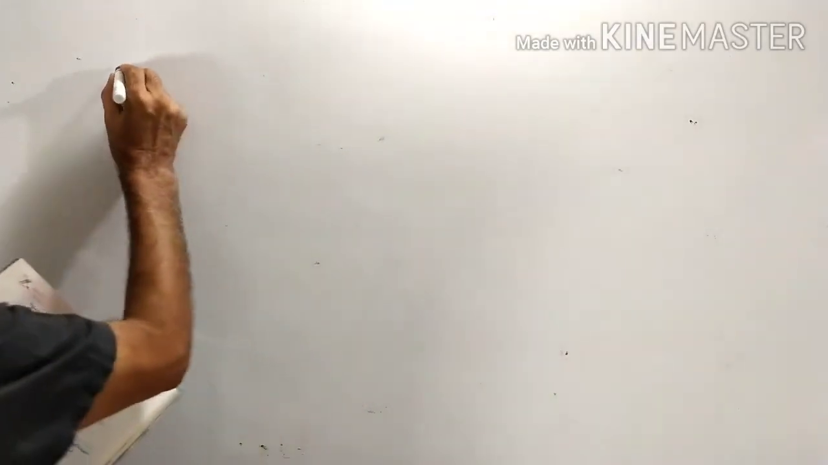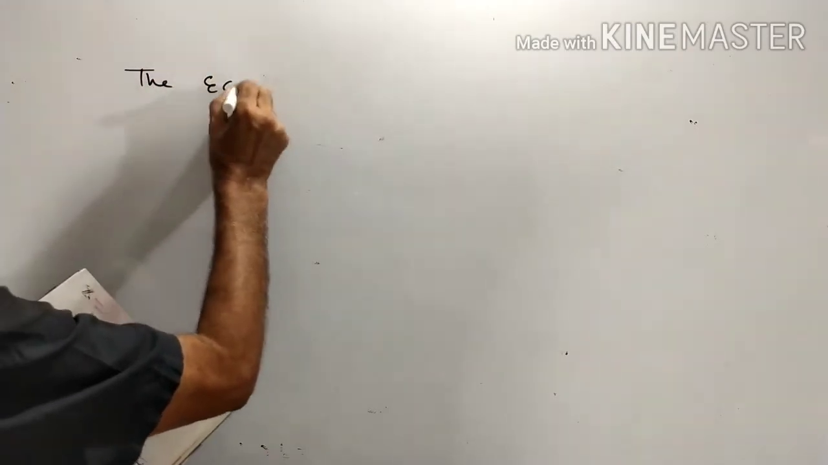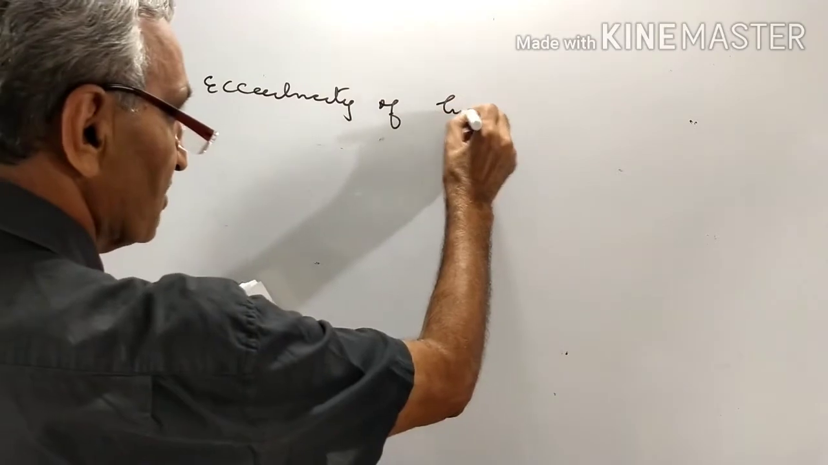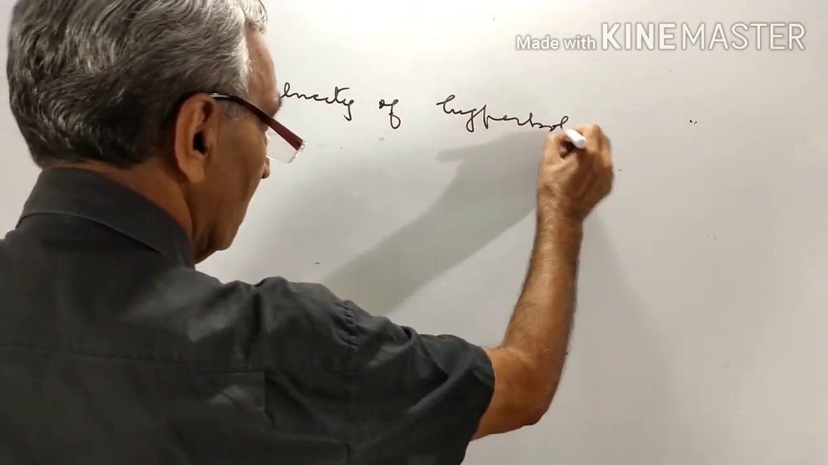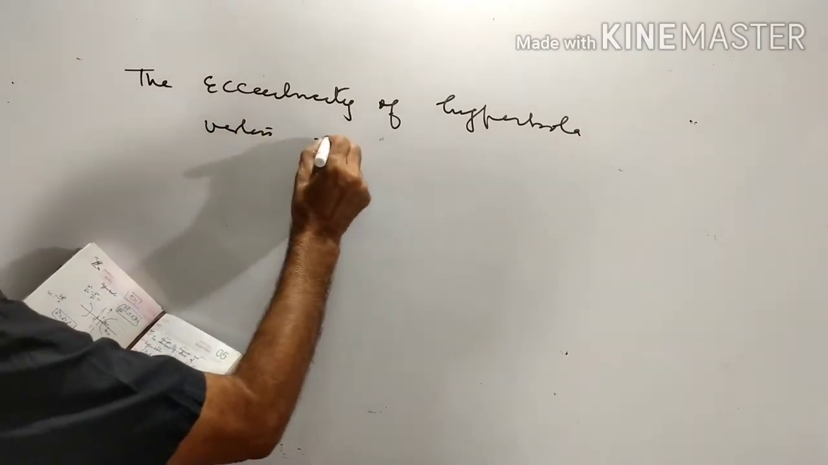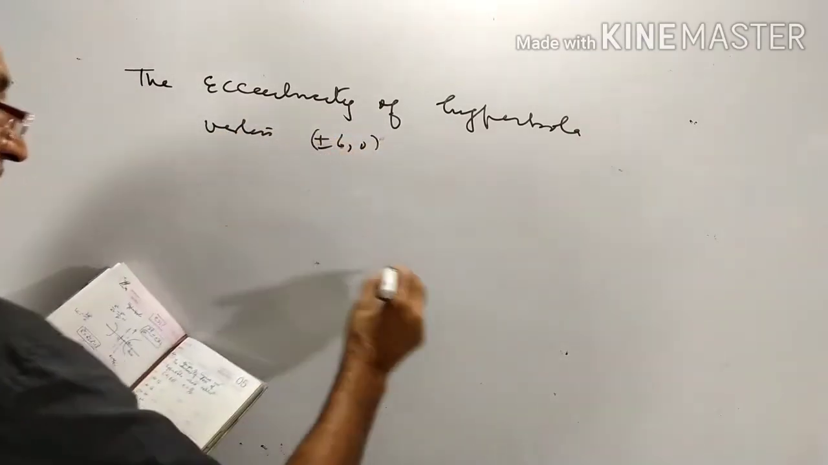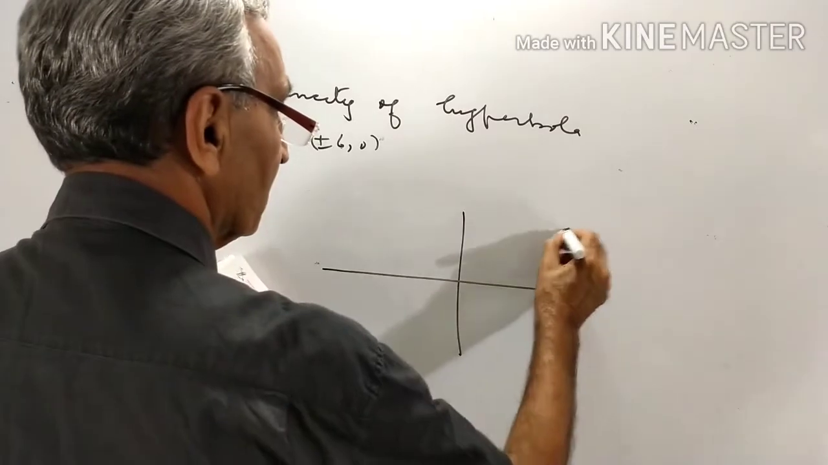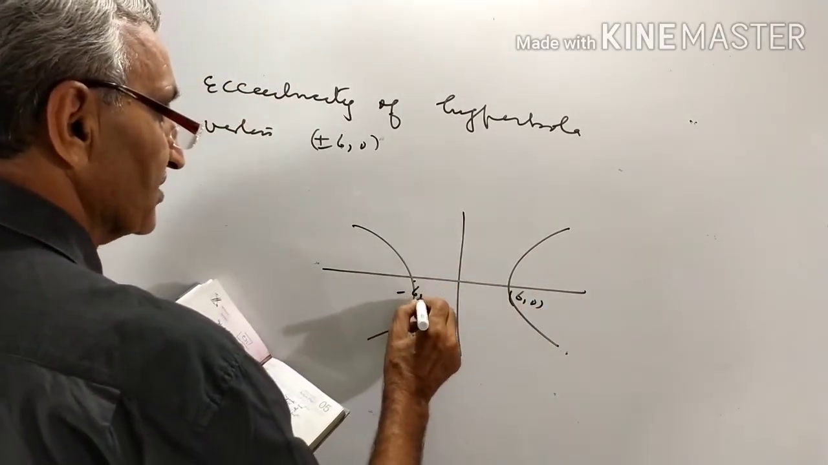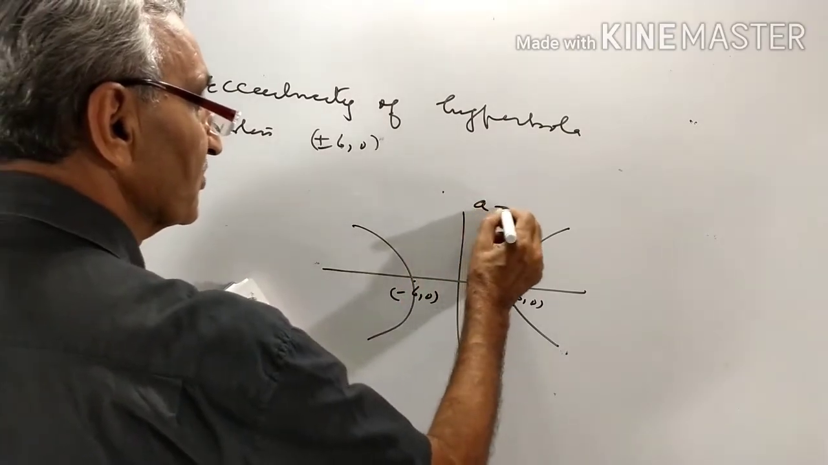The next question is, we want to find the eccentricity of a hyperbola whose vertices are given. These are the questions going to be asked in the examination. Whose vertices are plus minus 6, 0. Well friend, the graph of this is very clear. Here this is equal to 6, 0 and this is equal to minus 6, 0. Therefore, a is equal to 6.